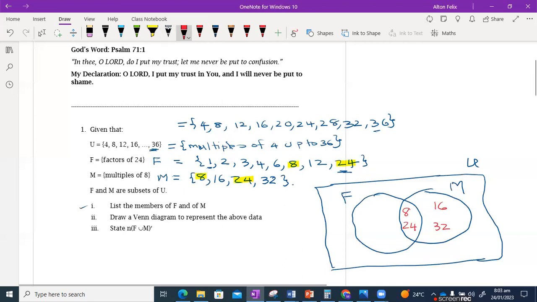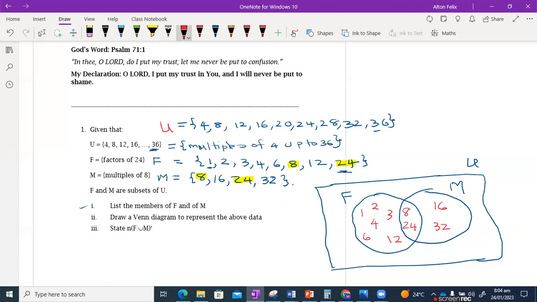And let's finish up with set F. F will be 1, 2, 3, 4, 6. We already have 8 accounted for, 12, and 24. So we need to complete this diagram by putting the rest of the members of set U, which is our universal set, which are not already stated in both F and M. So let's underline those numbers here.